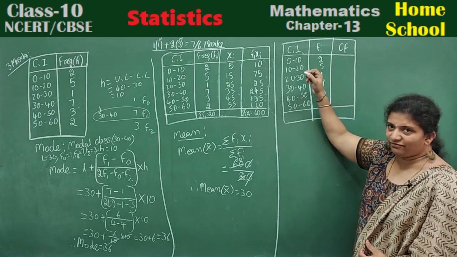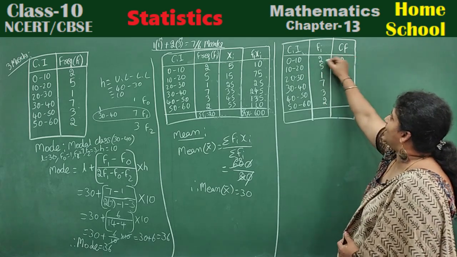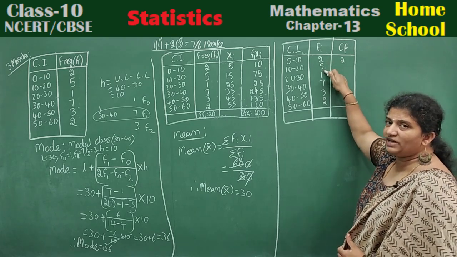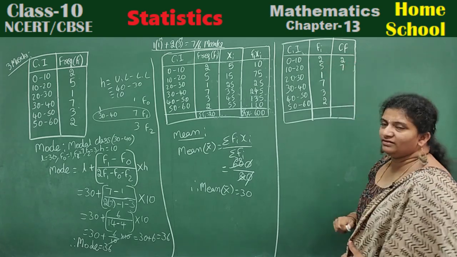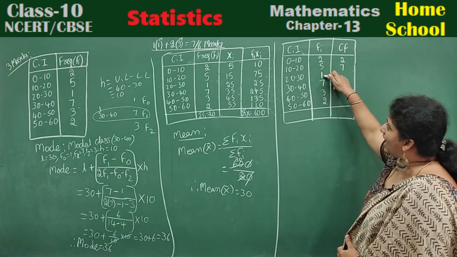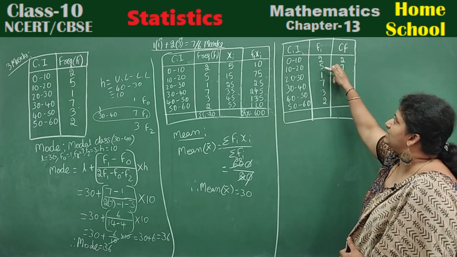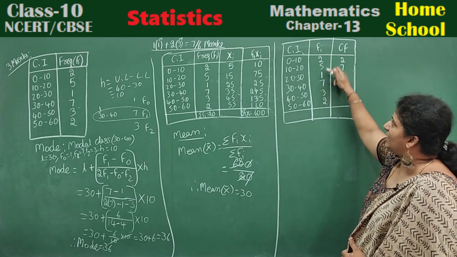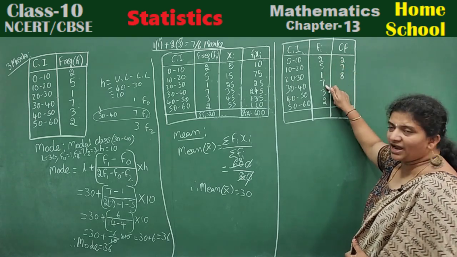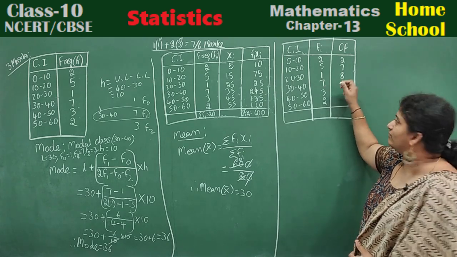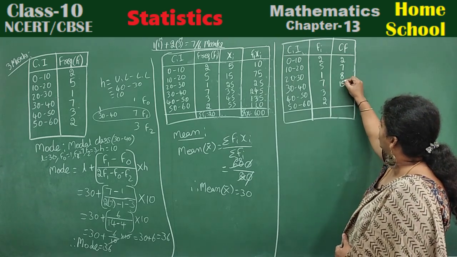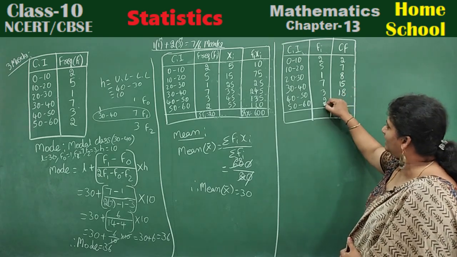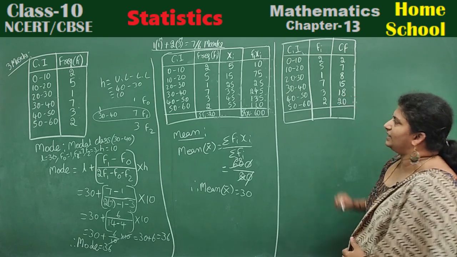Look here carefully. 2, the first one as it is. Next frequency, add up: 2 plus 5 will be 7. And again for the 7, add the next number: 2 plus 5 is 7, 7 plus 1 will be 8. And again up to here 8, add the next number: 8 plus 7 is 15. And again 15 plus 3 will be 18. 18 plus 2 will be 20.